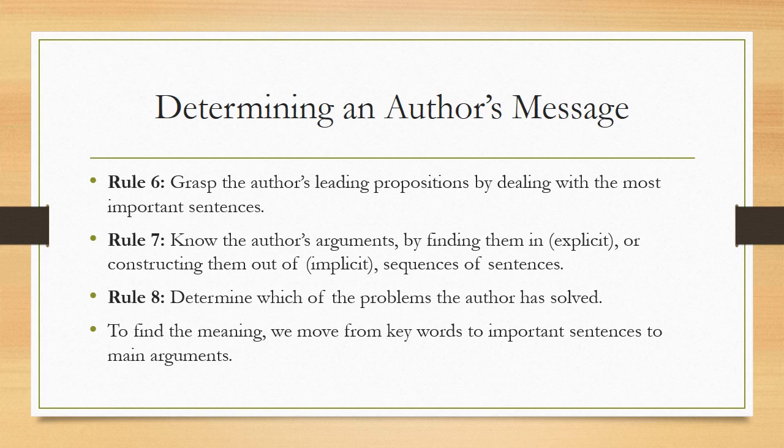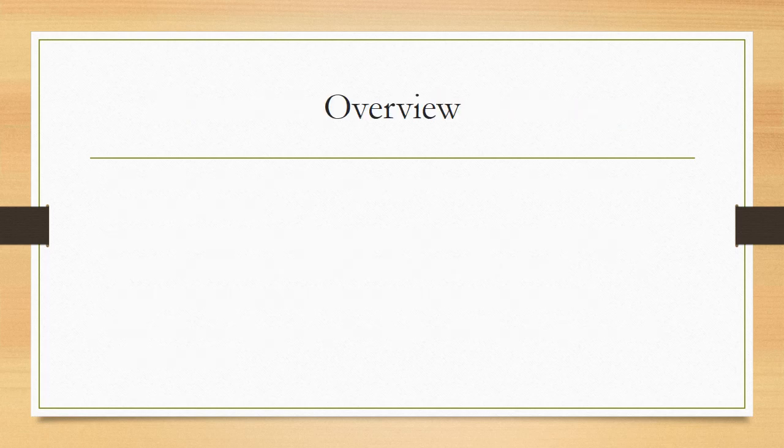So this final sentence is just my way of paraphrasing or summing up what we just discussed, the method of constructing an author's message by working backwards. So to find the meaning, we move from keywords to important sentences to main arguments. So an overview here to just sum up before we move on.